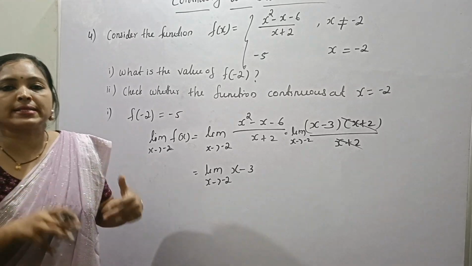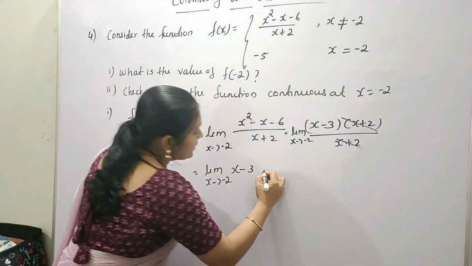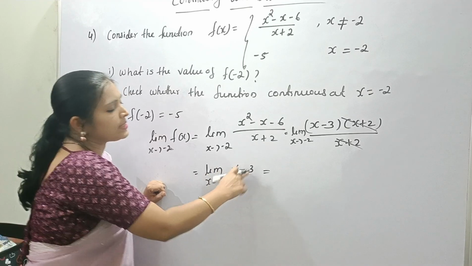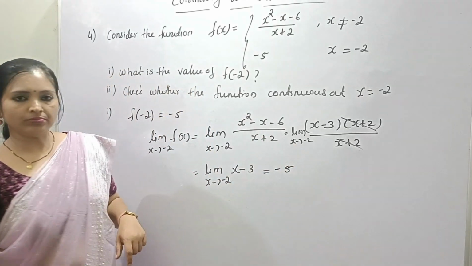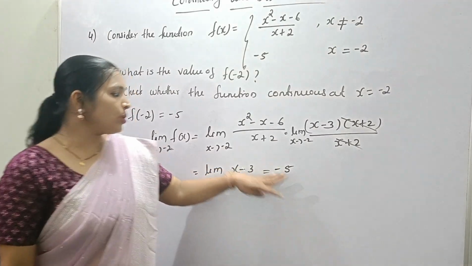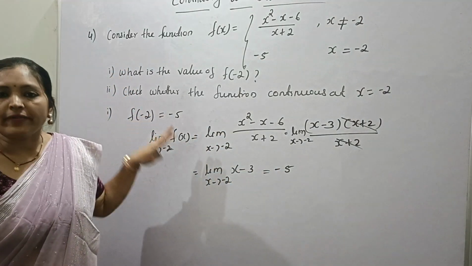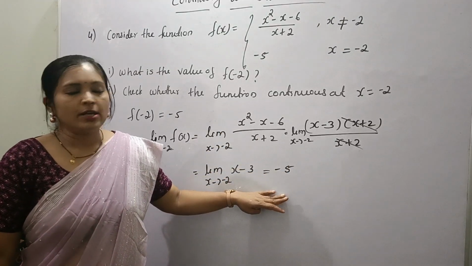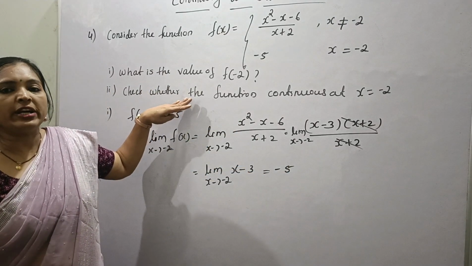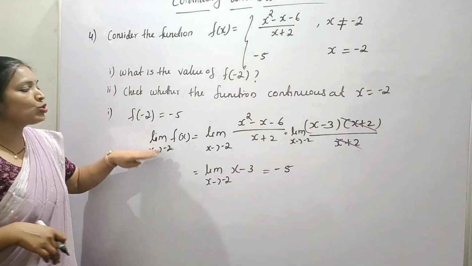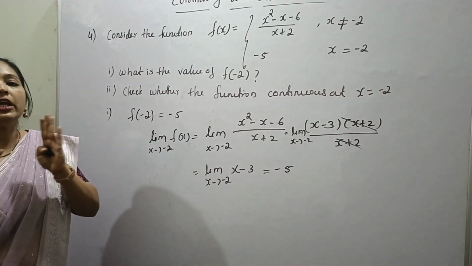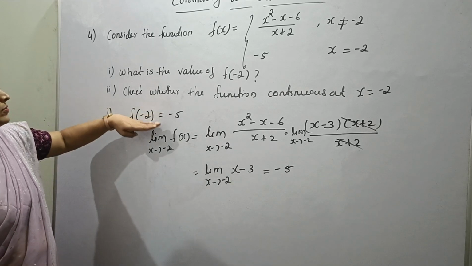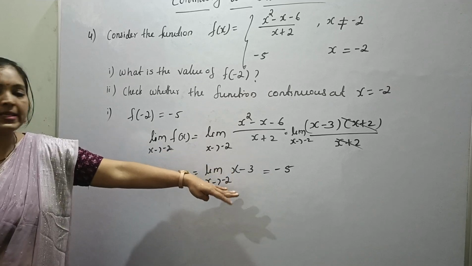Now substitute x is equal to minus 2. What will you get? Minus 2 minus 3 is minus 5. So limit x tends to minus 2 f of x exists and its value is minus 5. To check for a continuous function, what is our definition? Limit x tends to minus 2 f of x should be equal to the value of the function, that is f of minus 2. What is f of minus 2? Minus 5. We have got the same, right?